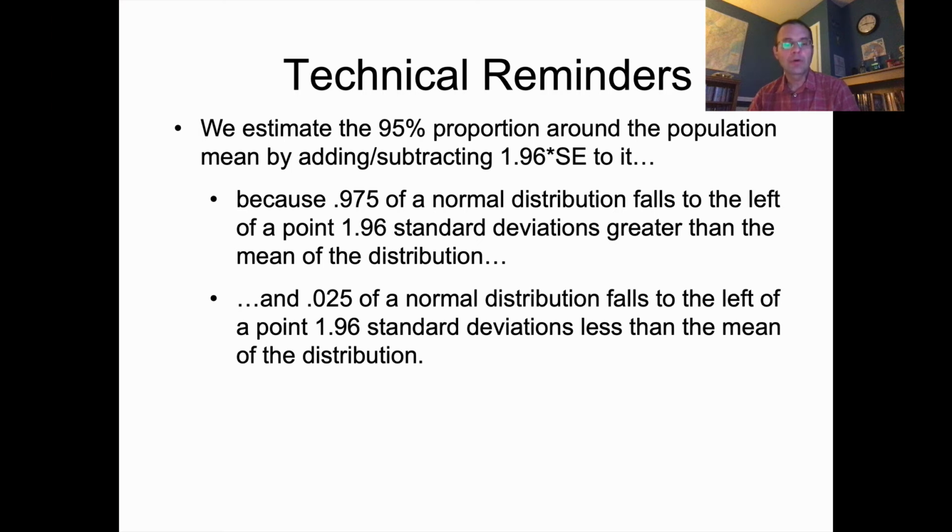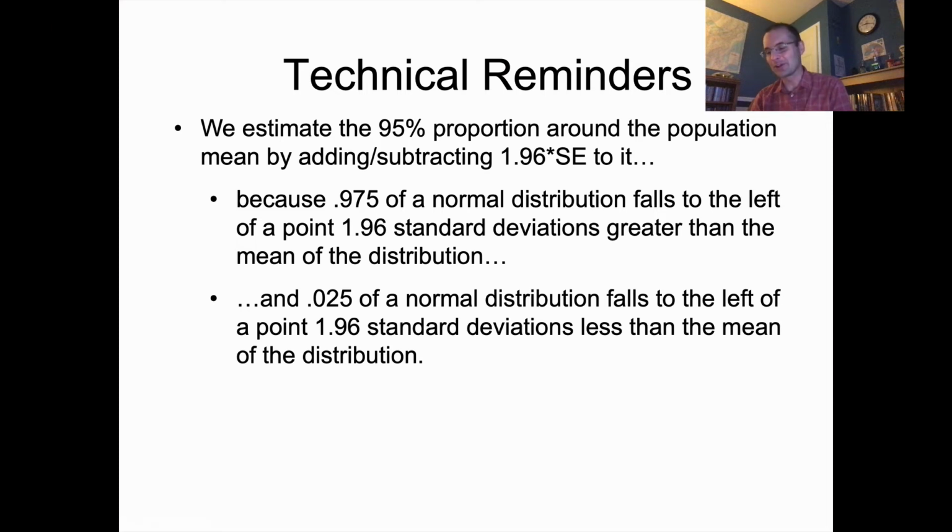Okay, so we're estimating the 95% proportion around the population mean by adding or subtracting 1.96 times the standard error to it. What we get out of this is that 0.975 of a normal distribution falls to the left of the point 1.96 standard deviations greater than the mean of the distribution. This is a review, but just in case you'd forgotten. And then we also have 0.025 of the normal distribution falling to the left of a point 1.96 standard deviations less than the mean of the distribution.